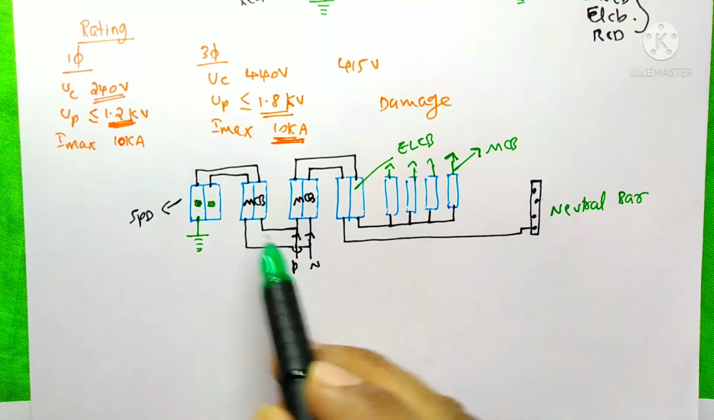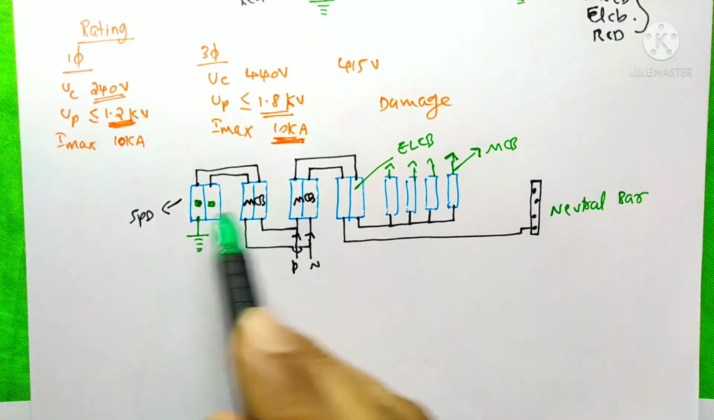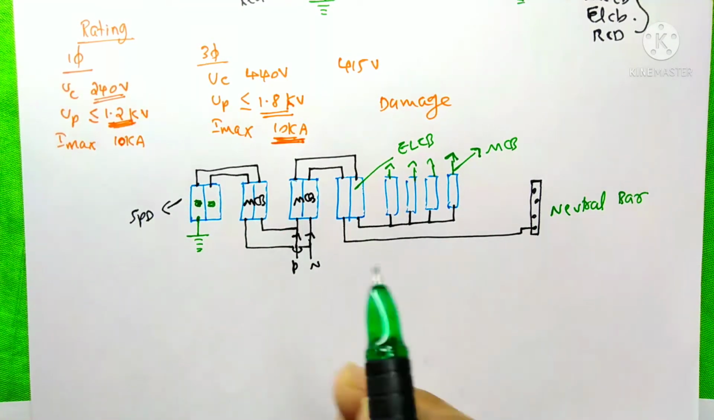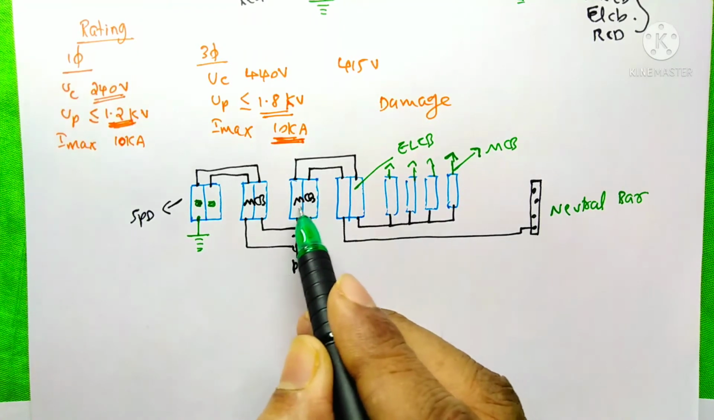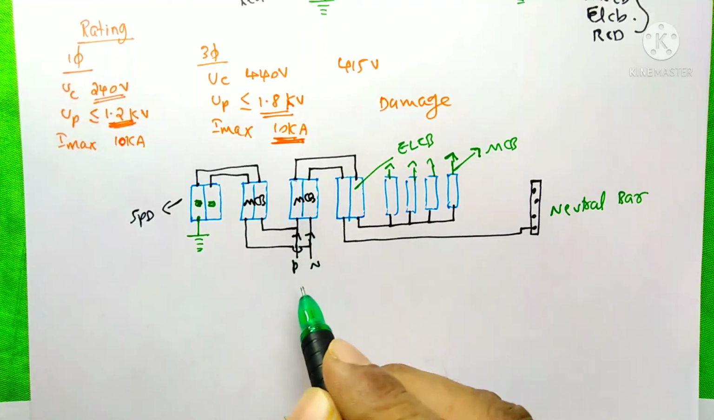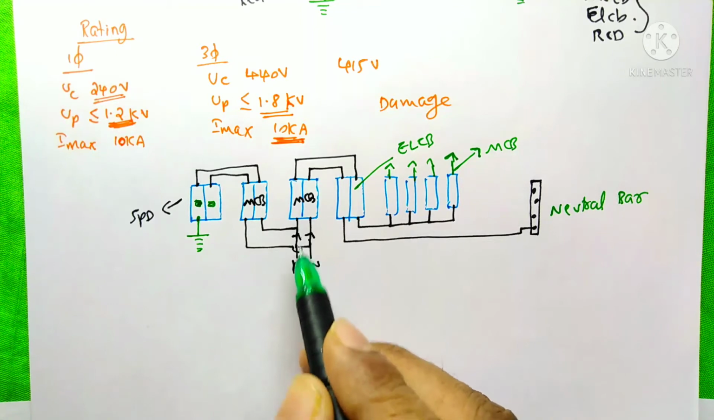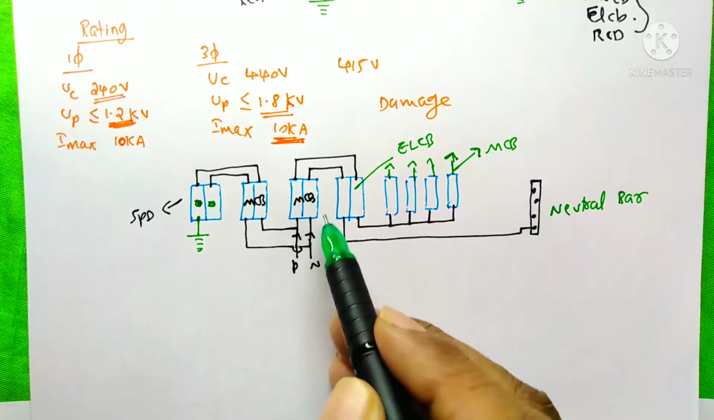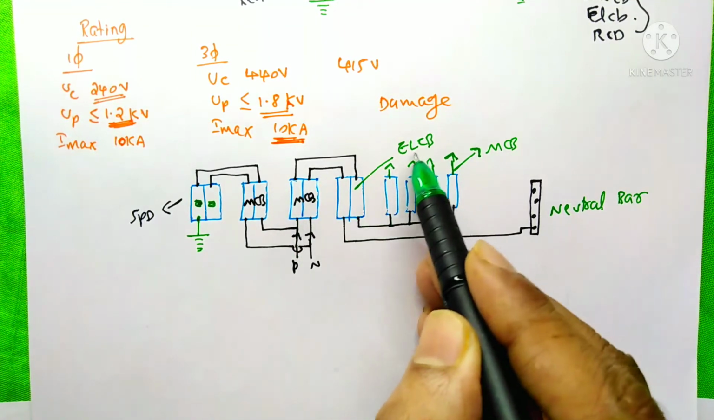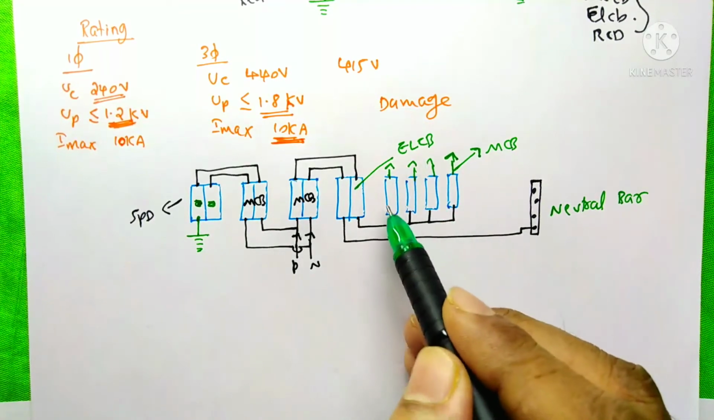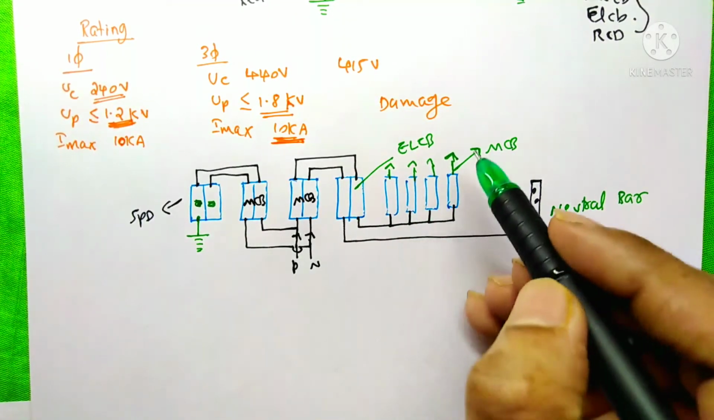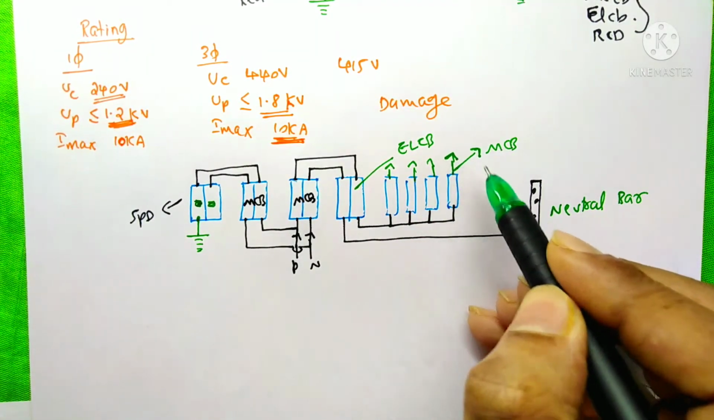Here I just showed how the SPD is installed on our DB, distribution board. See here, it is the main MCB of our distribution board, and the power, phase and neutral is connected to this main MCB. After this MCB it is the ELCB, and after the ELCB these are the MCBs for the different loads, meaning different circuits.